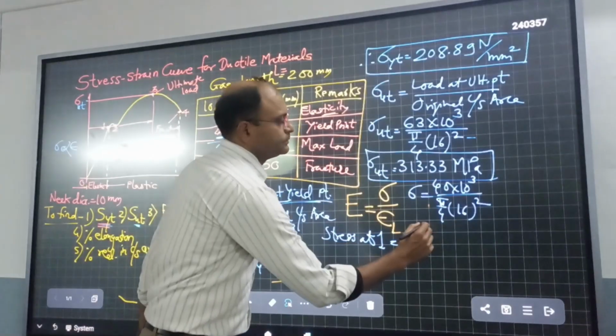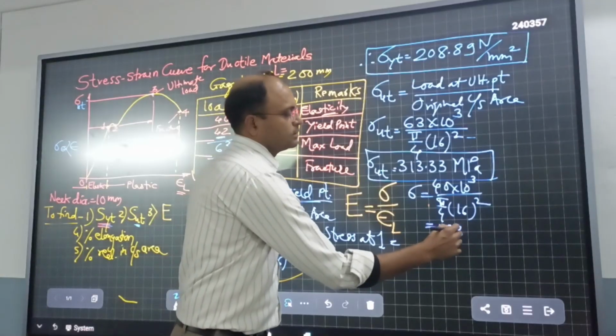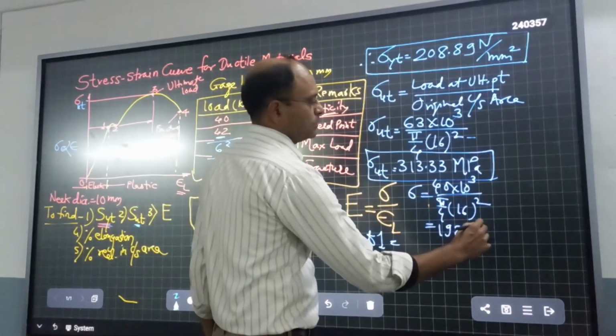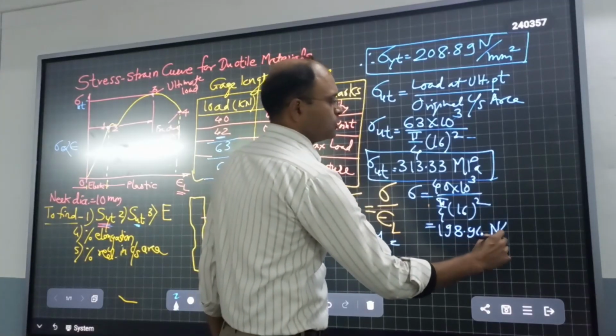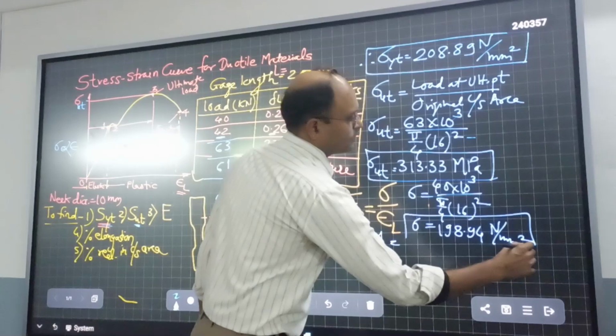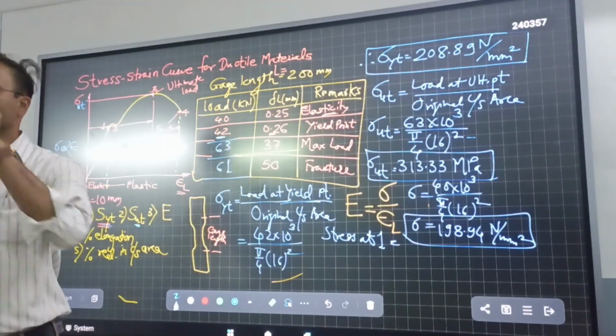So what is the value? 198.94, up to 2 digits, Newton per mm square. This is the stress at point 1. Now strain at point 1.